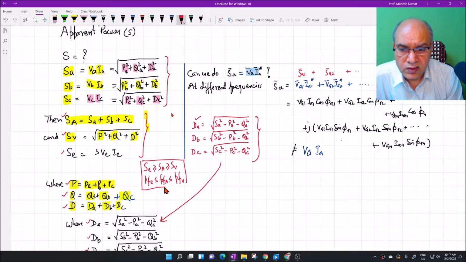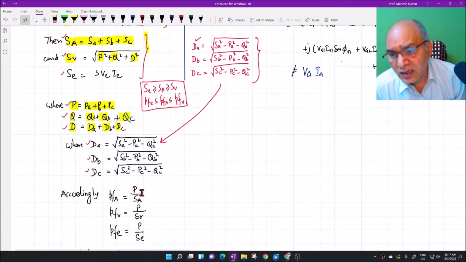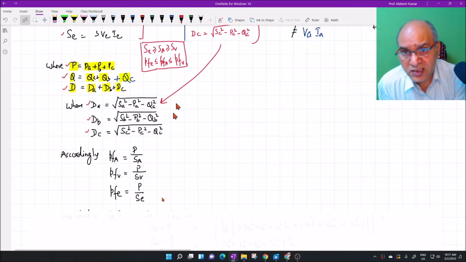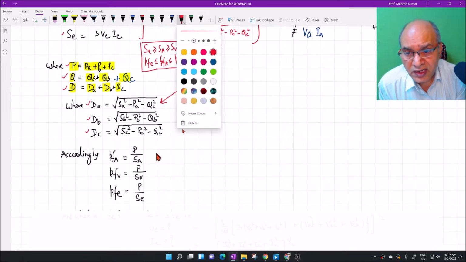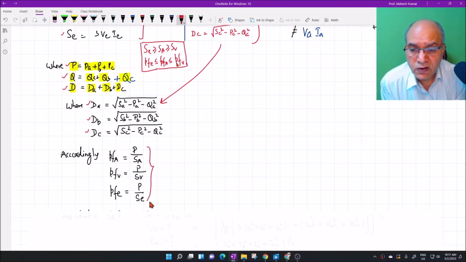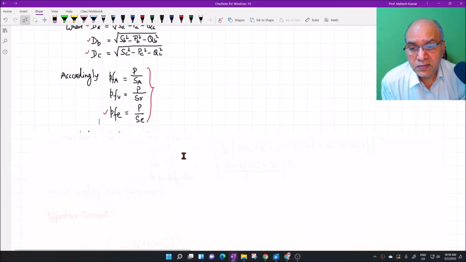Okay, we will see in the example how they are true for unbalanced three-phase system. All right. So you know how to compute the arithmetic, the vector, and the effective apparent power. And based on that, we compute the power factors. And finally, we choose the power factor which is the least in value, and obviously that power factor is the effective power factor for the design of the distribution network.